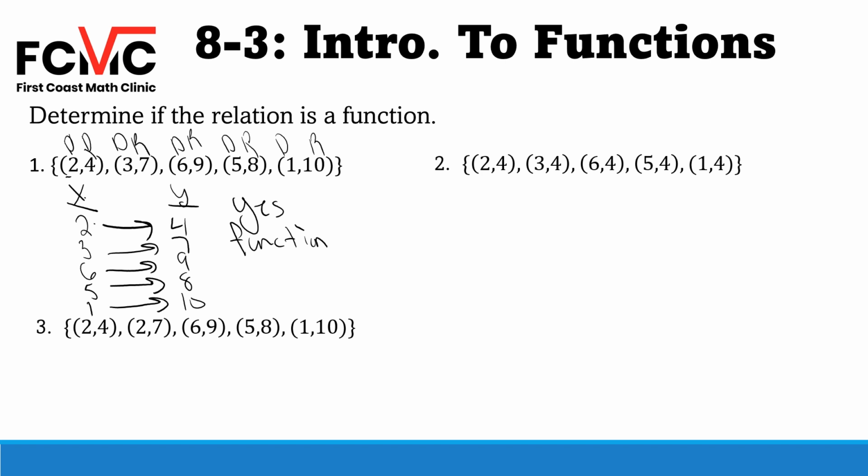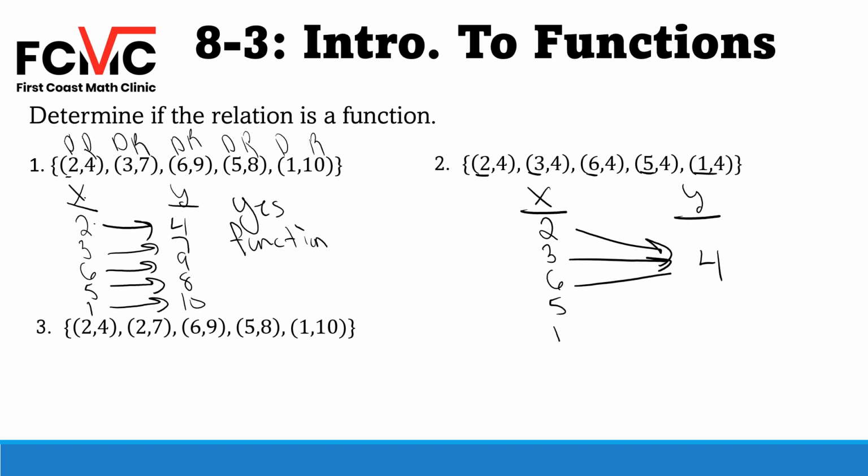So what about number 2? Our domains again are the first values, so our x values. So we've got 2, 3, 6, 5, and 1. Our range, the y values, just 4, right? We have the same value, so we only have to write that value once. All those values are paired with 4, right? But is each value in the domain paired with exactly one y value, or one value in the range? Answer is yes. So this is a function.